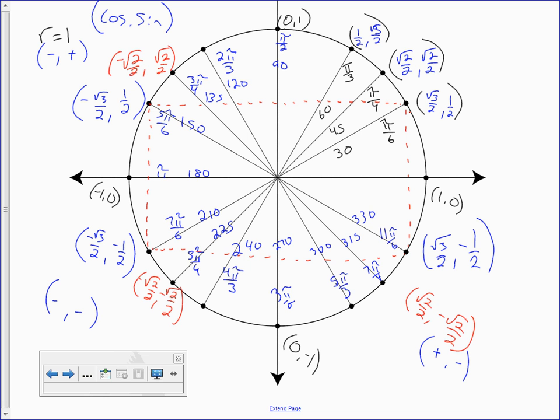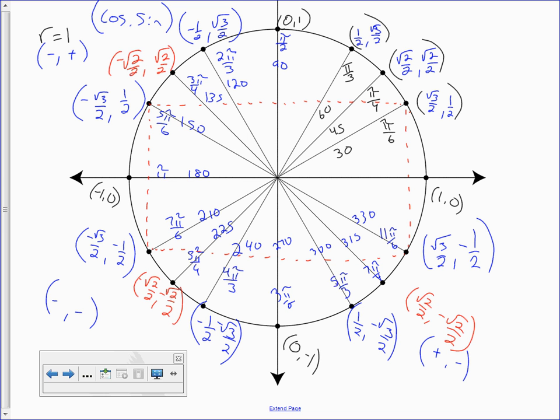And then you do, once again, the pi over 3s. As you go around with the pi over 3, you are negative 1/2, root 3 over 2, negative 1/2, negative root 3 over 2, and positive 1/2, negative root 3 over 2. And that gets you all the way around the circle. It is important to be able to know the first quadrant. If you know the first quadrant, you're gold.